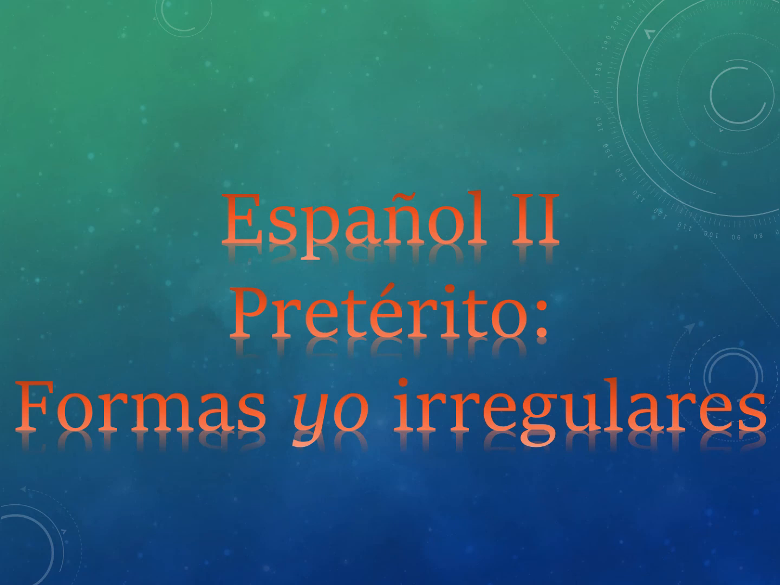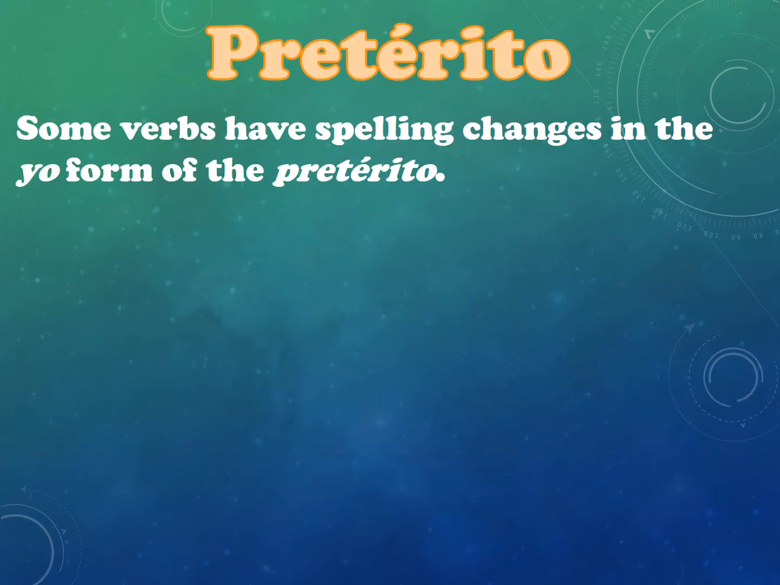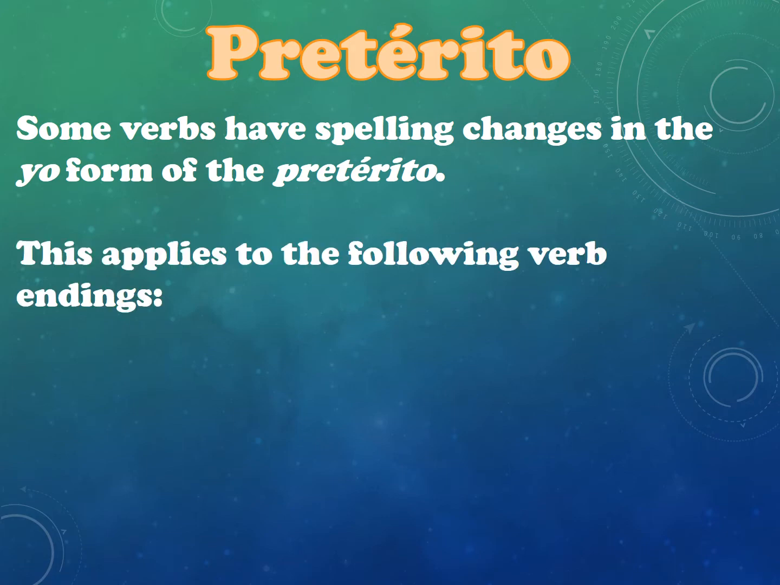There are a few types of verbs in the preterito that have irregular yo forms. They all use the regular endings, but the yo form, and only the yo form, is slightly different. These verbs have spelling changes only in the yo form of the preterito. This applies to the following verb endings: car, gar, and zar. We often call these the car, gar, zar verbs.